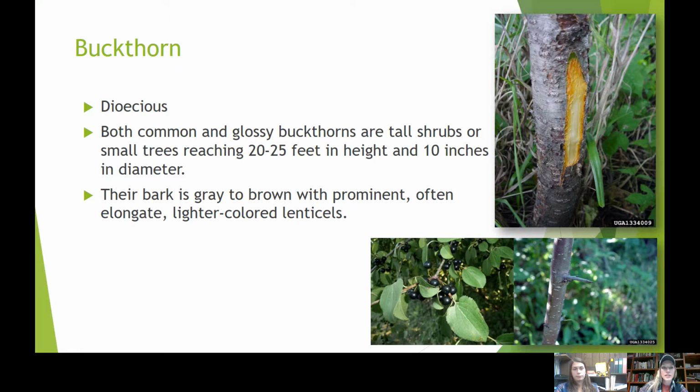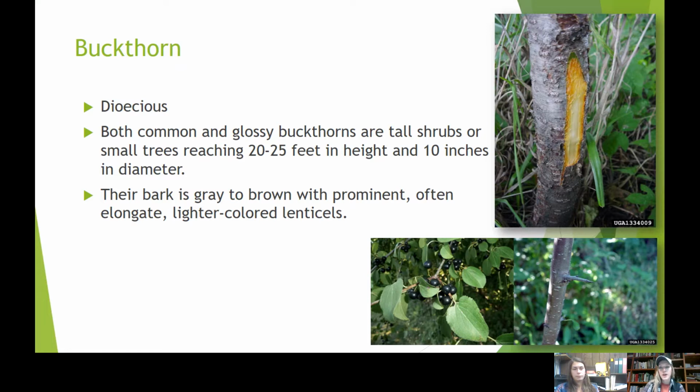So buckthorn, it's a dioecious species, so there's male and female trees. The female trees are the ones that produce those dark berries that you see there in the bottom picture. We do have two species, common buckthorn and glossy buckthorn. Both are invasive. The glossy buckthorn you're more likely to find in wetland settings, but they are tall shrubs or small trees. They can reach 20 to 25 feet in height, 10 inches in diameter. We've honestly seen bigger.